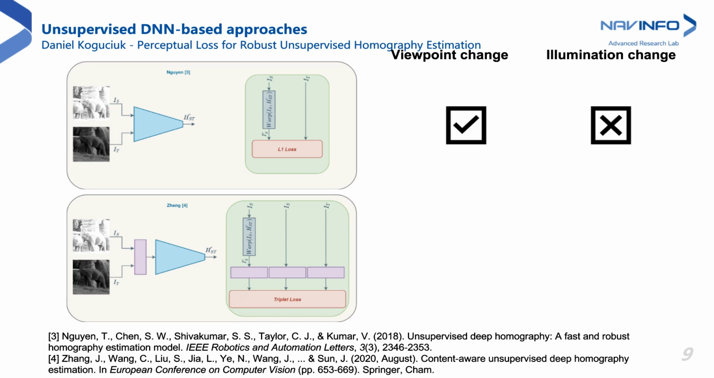In contrast, Zhang, by learning the feature representation used for both homography estimation and image comparison, achieved robustness to different lighting conditions, but not for images with big viewpoint changes. Therefore, robust unsupervised homography estimation for both big illumination and viewpoint changes at the same time is still an open problem.